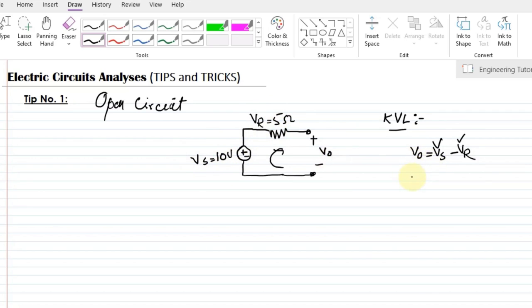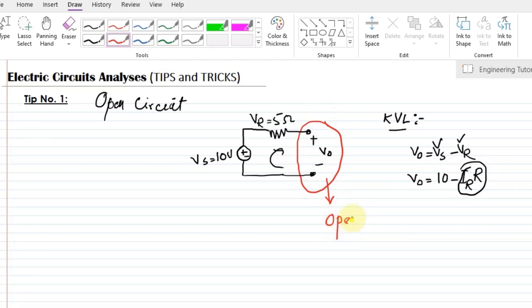Let me see again what the value of V naught is. Vs is 10 volts. What is the value of Vr? The value of Vr is the current flowing through this resistance times the value of the resistance. By calculating the values using this formula, we can easily find the voltage across this one. So let us see what the current will be in this circuit. As we can see here, there is an open circuit; this circuit is basically an open circuit.